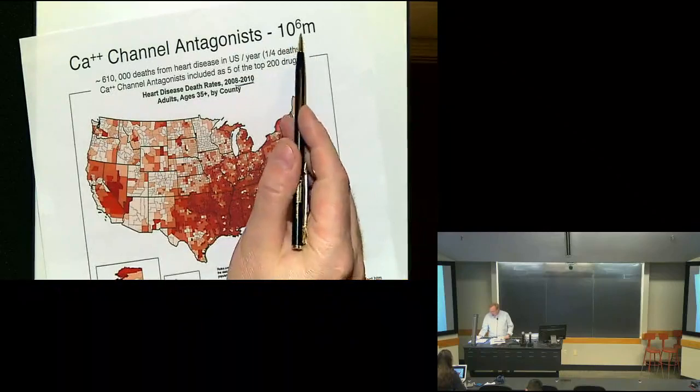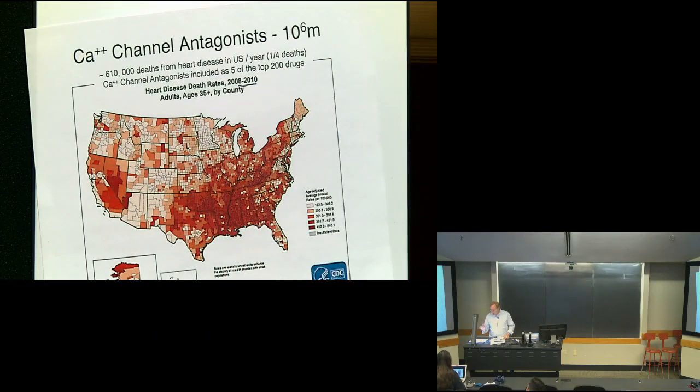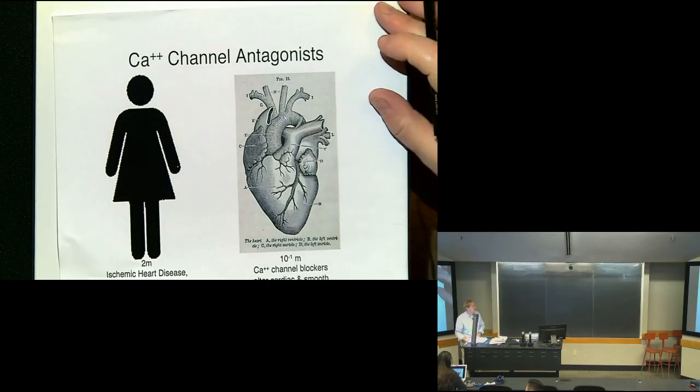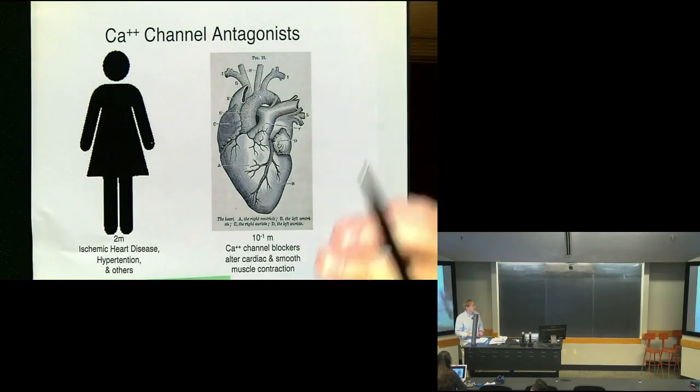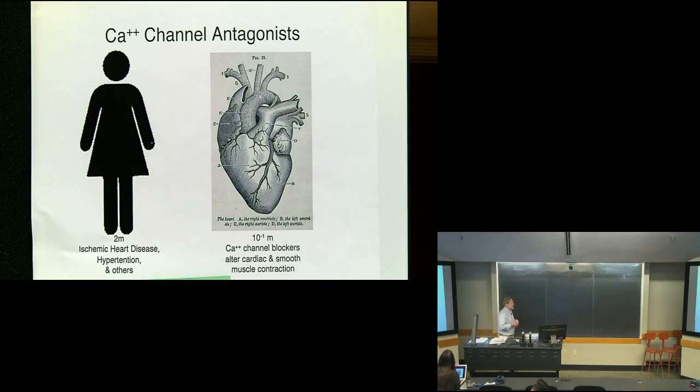All right, now if you take the 10 to the 6th and you zoom down pretty far, you zoom down to the scale of meters, something about 2 meters, maybe a tall person. These calcium channel antagonists have to do with treating ischemic heart disease, hypertension, and other types of indications. You zoom down another order of magnitude, you get to the target organ, the heart. These can alter the heart and smooth muscle contractions, and we'll see how.